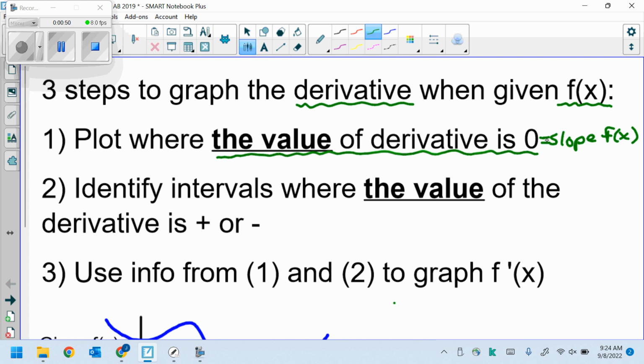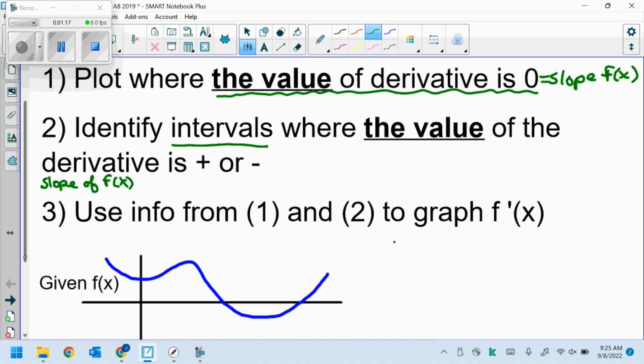We got to identify the intervals, these places in between these zeros that we just found. Intervals where the value of the derivative, same thing, synonym for that is slope of the function, is either positive or negative. And then we're going to use that information and we're going to graph the derivative.